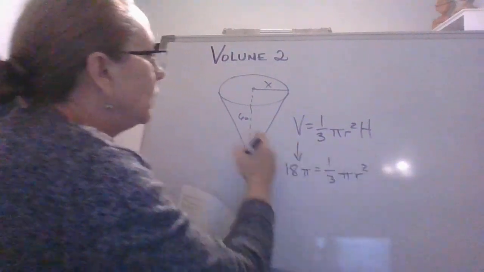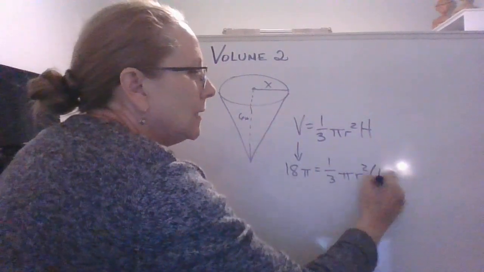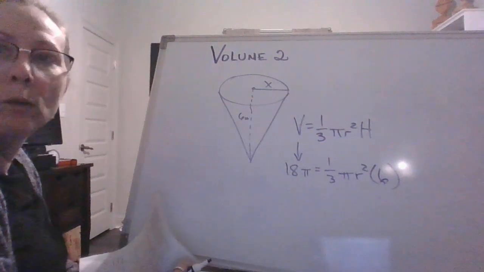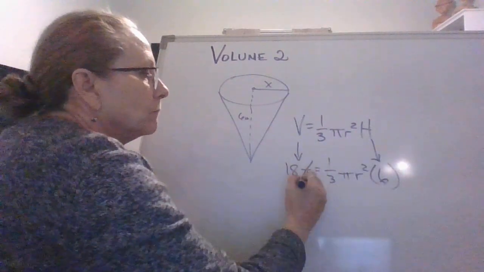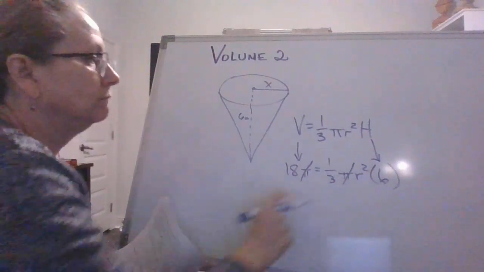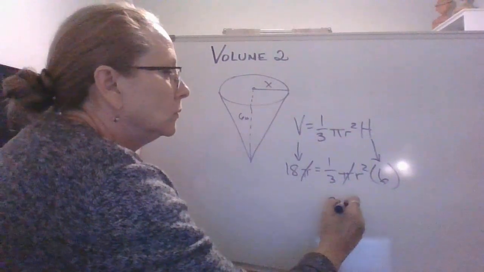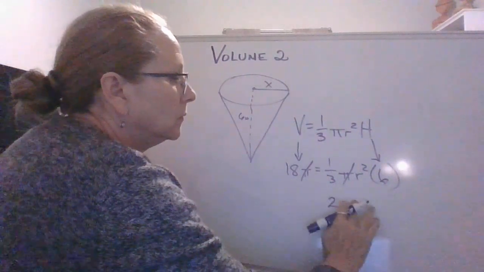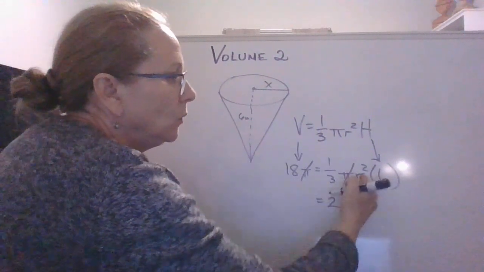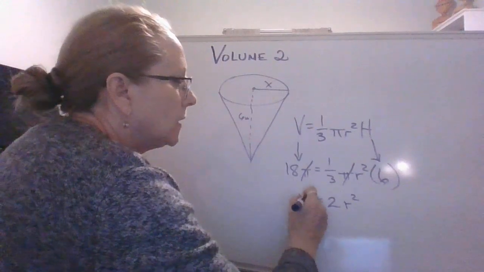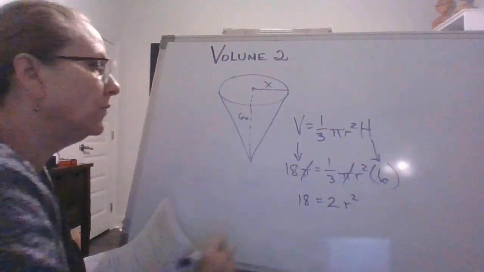The one thing we do know in the picture is our height is 6. Well, if you see pi on both sides, you can cancel it. 1/3 of 6 is 2. So on this side, we've got 1/3 times 6 is 2, r squared. This side, we only have 18 left. You can divide by 2.